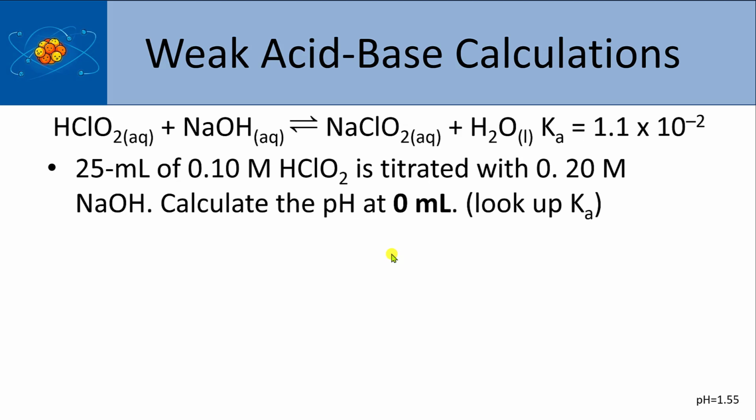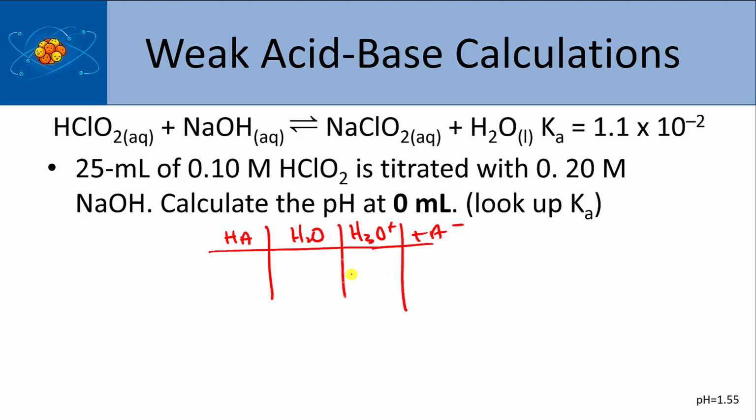So here's the first one, 0 mL, right? It's just a concentration, it's the weak acid calculation. Now, this is a relatively strong weak acid, so we are going to have to set up an ICE table and solve for the concentration of hydronium. So we'll go ahead and set that up. I'm going to say HA. Again, this should be very familiar to you from the last chapter. And H2O, and then H3O plus, A minus, right? And we'll go through that whole process.